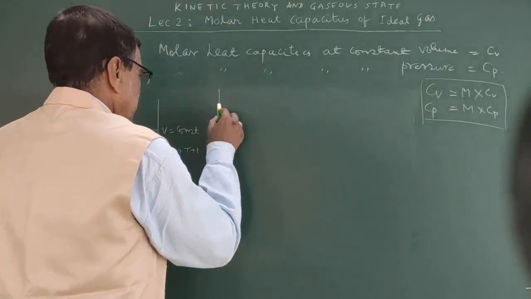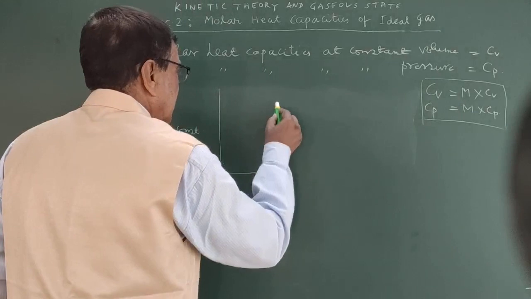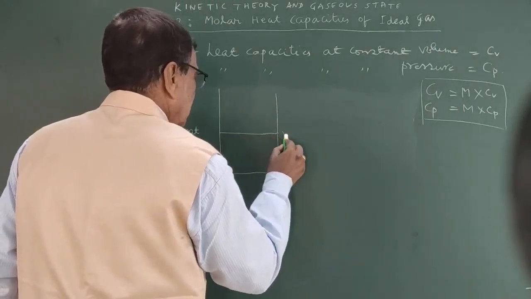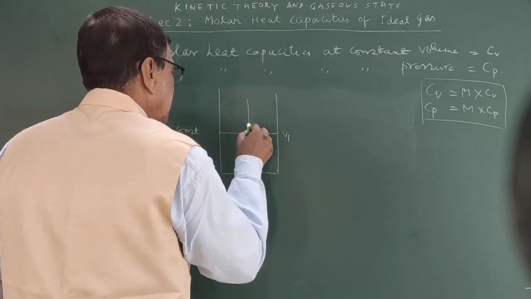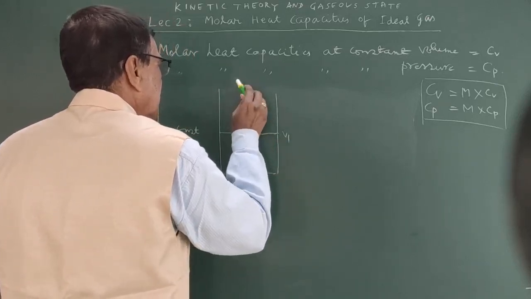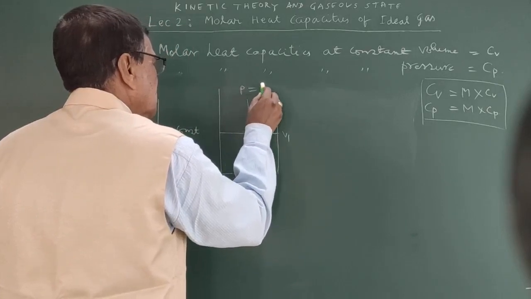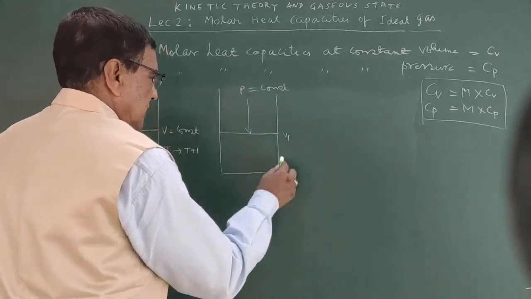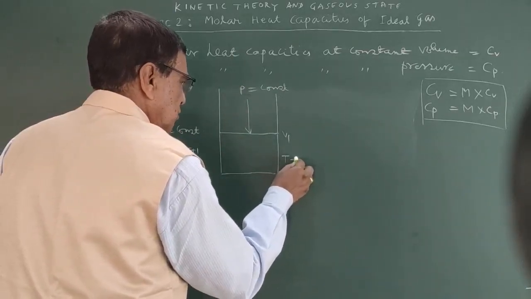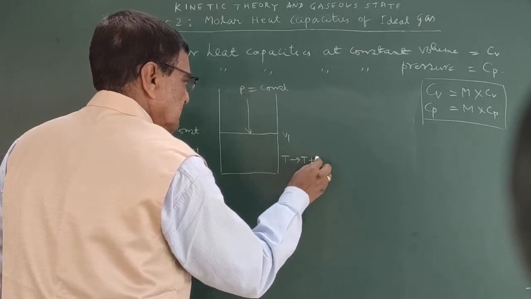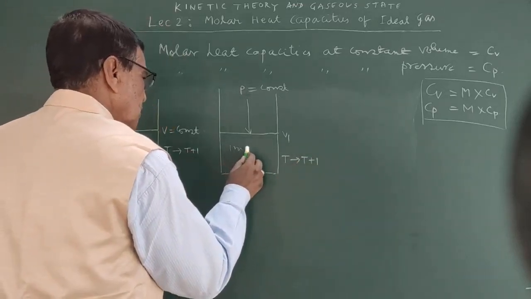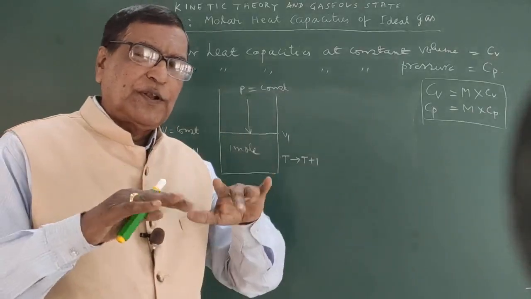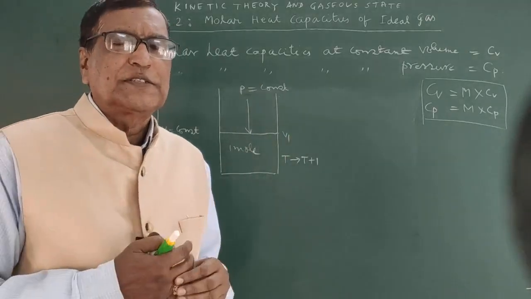Similarly, if we draw another diagram, say this is volume V1, here P is constant. The temperature is raised from T to T plus 1. Here also it contains 1 mole of this ideal gas. We are confining the discussion to 1 mole of this ideal gas.